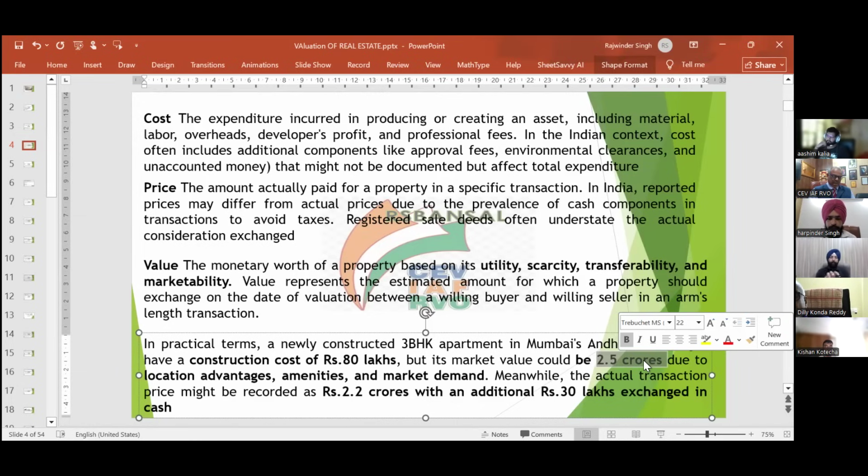So basically, value depends upon the utility for a particular person. And of course, marketability, demand in the market. So cost may not be the real thing. Cost is one part of the value, but there are certain other things related to it. Value is based upon many other things: utility, scarcity, transferability, and marketability. Of course, cost will be one part of your calculation. Clear? Any doubt?